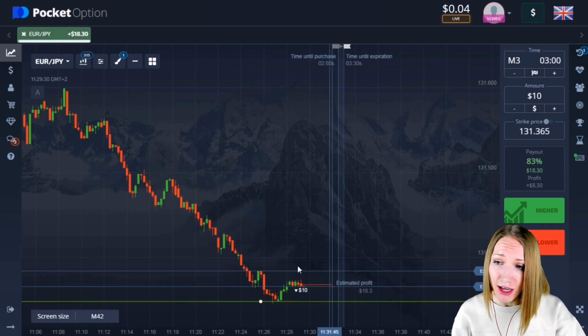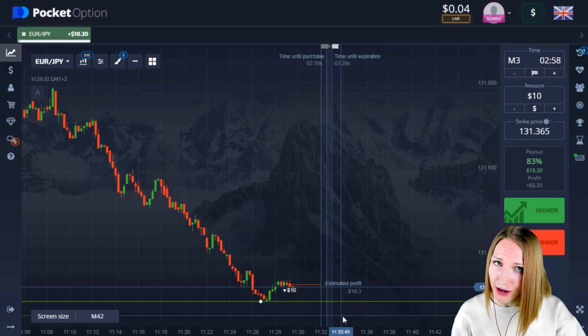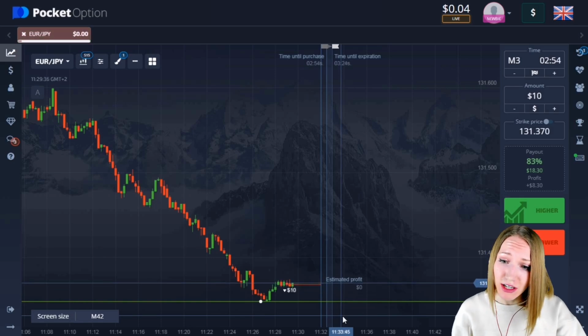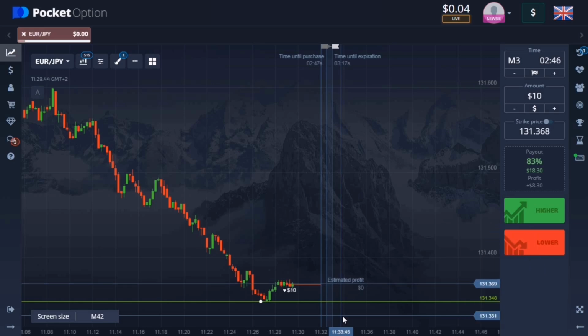I think that very soon this level will be broken through definitely, and we're setting this time with the reserve because there is a chance of a small flat here.